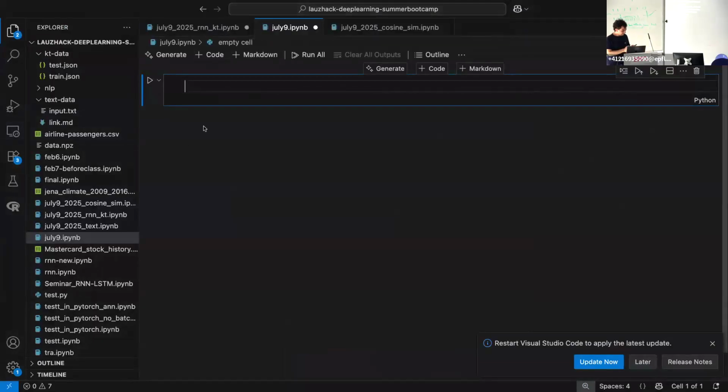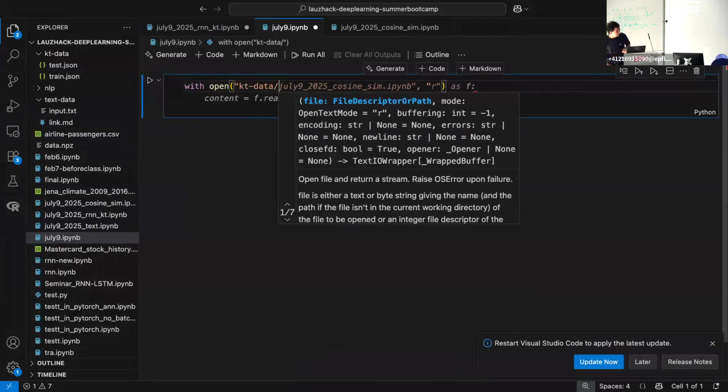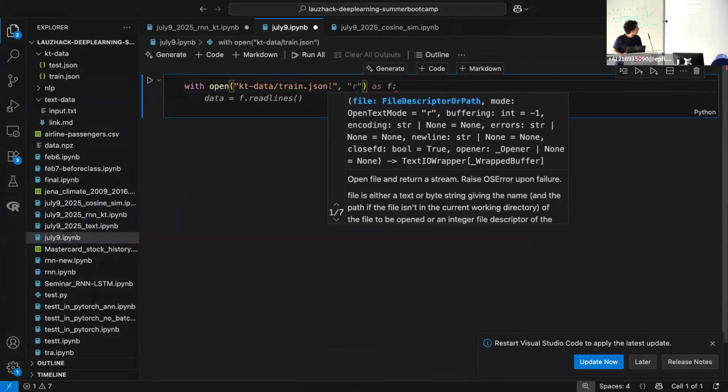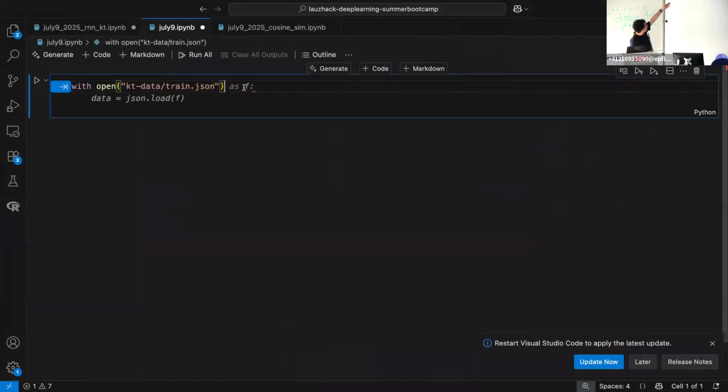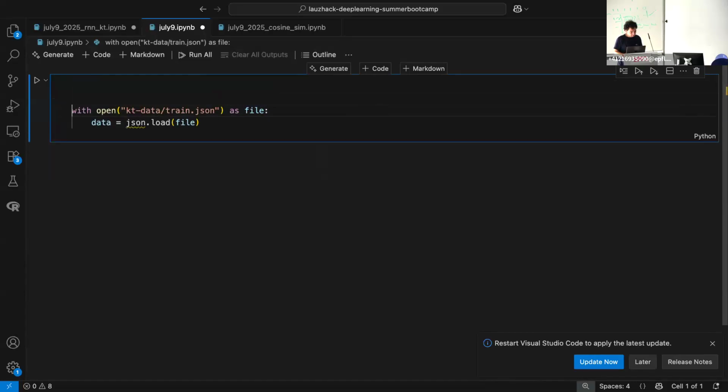So we have a data set here that we can just import. So it's the KT data folder. I'm using, of course, the cheat sheet that I have on my phone for the file names and all of that. Train.json. That's the LauzHack folder, it's not sensitive. It's fine. It's just this directory of everything here. I can close it. It's my LauzHack deep learning summer bootcamp, so it's fine. Yes, train.json as a file. Data equals json.load. I think we need to import json as well, right?